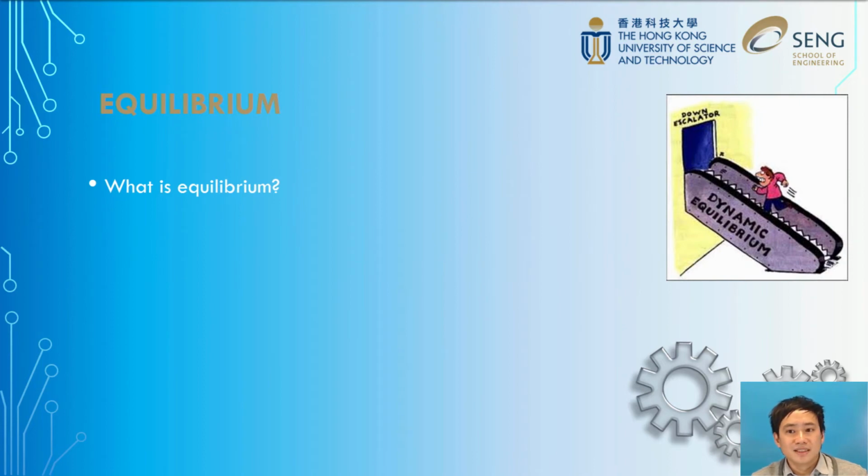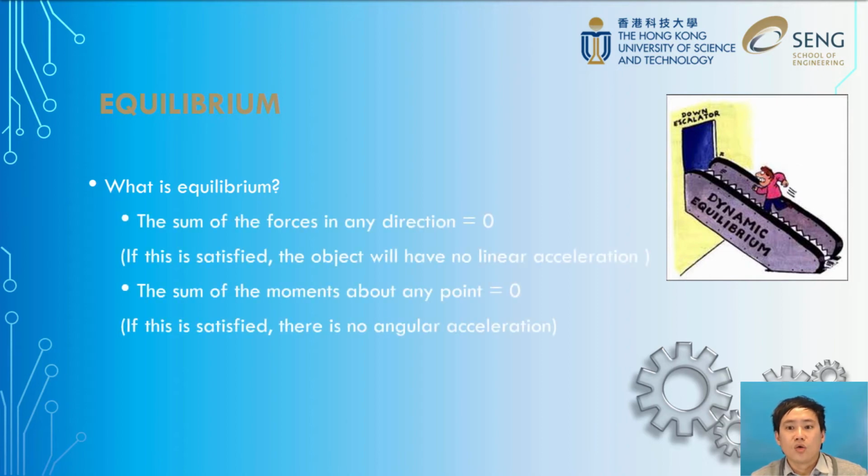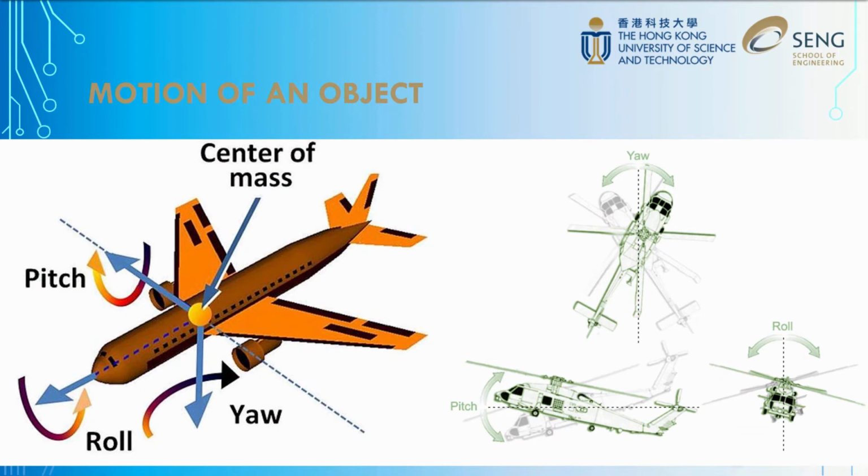Equilibrium is the state where there is no net force nor moment acting on the system. According to Newton's laws of motion, a system will be at stationary condition or moving at a constant velocity if the equilibrium condition is achieved.